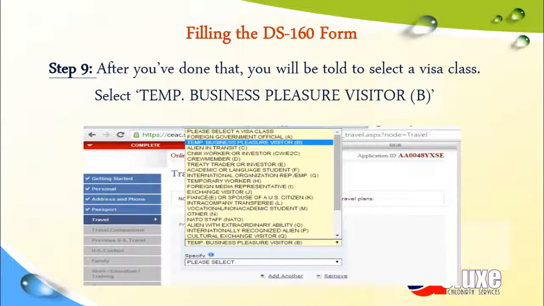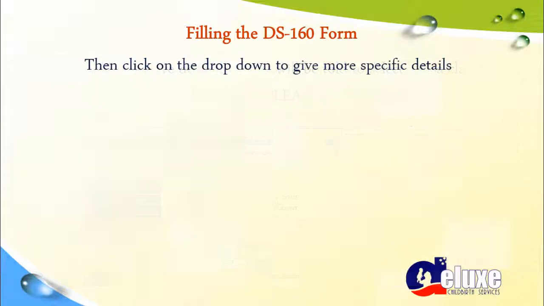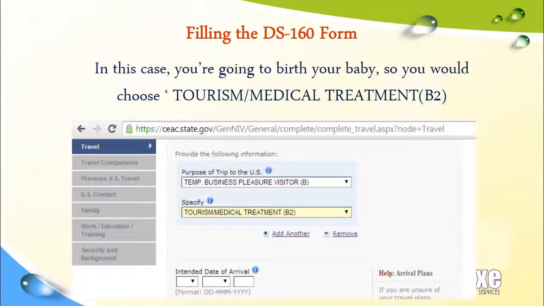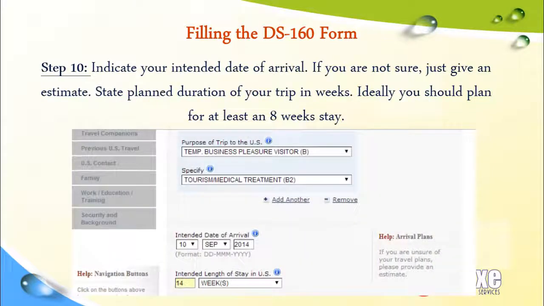Select Temp Business Pleasure Visitor B. Then click on the drop-down to give more specific details. In this case, you're going to birth your baby, so you would choose Tourism Medical Treatment B2. Step 10. Indicate your intended date of arrival. If you're not sure, just give an estimate.